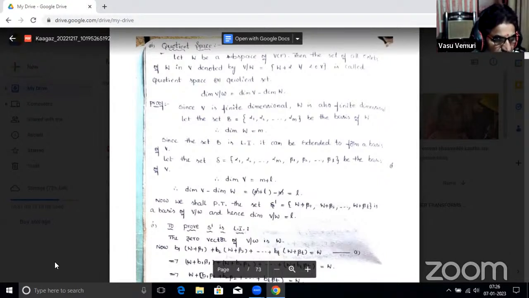Next one, last but not least, the distributive properties are satisfied. Therefore, V by W under addition is an abelian group, scalar multiplication holds good, and the third one, distributivity, also holds good. What is the distributivity property? There are four conditions. What is that? Please tell me.